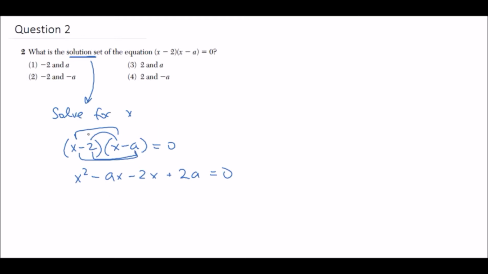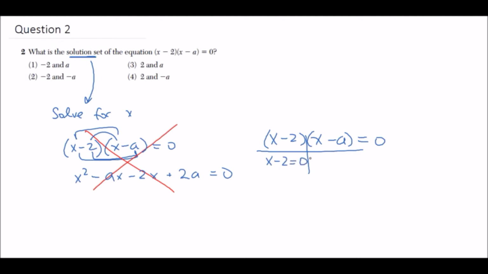So there's really no reason at all to FOIL this out because it's already given to us in the factored form. If it's factored, all we have to do is set each individual factor equal to 0, because if one factor is equal to 0 in a product, the whole thing is equal to 0. So x minus 2 is equal to 0 and x minus a is equal to 0. Solve for x in both cases.